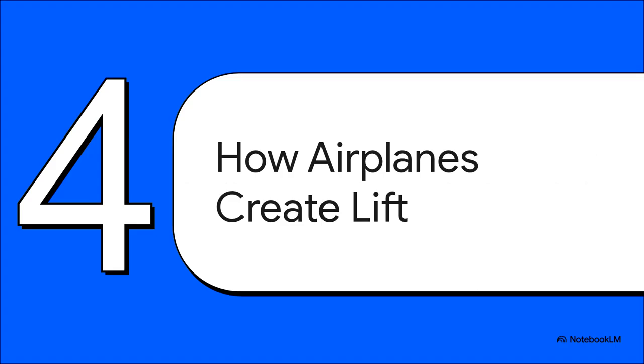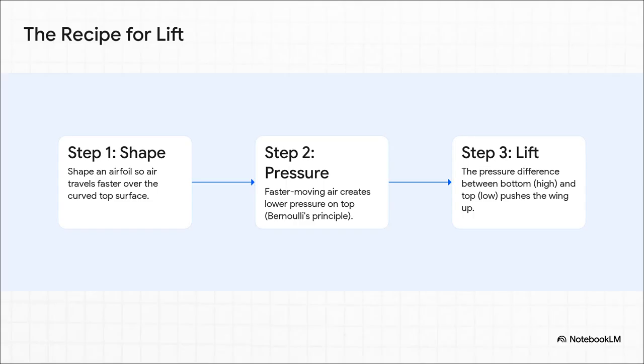All right, so we've spent a lot of time talking about how to fight drag, how to reduce it. But what about the other half of the story? How do we flip the script and use these same principles to create a force, to create lift, and get something ridiculously heavy, like an airplane, up into the sky? It really all comes down to the shape of the wing, which is called an airfoil.